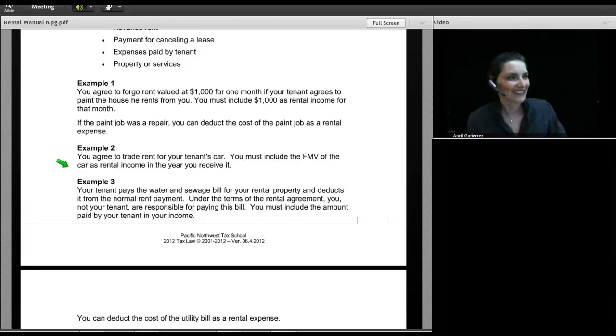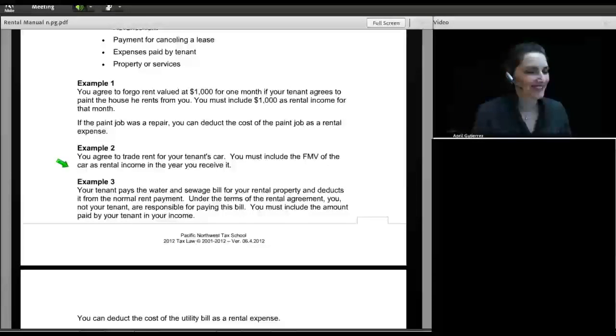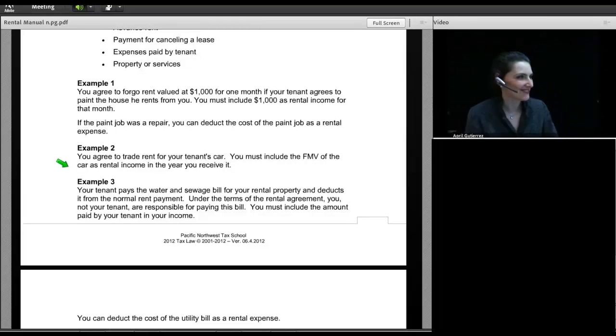I've actually had a client tell me this. He rents some not so spectacular houses to some not so spectacular people, and I've had him tell me he took the guy's car to pay the rent. I've seen that.